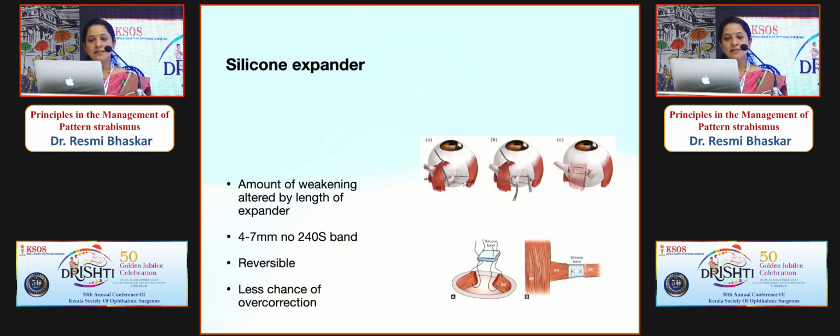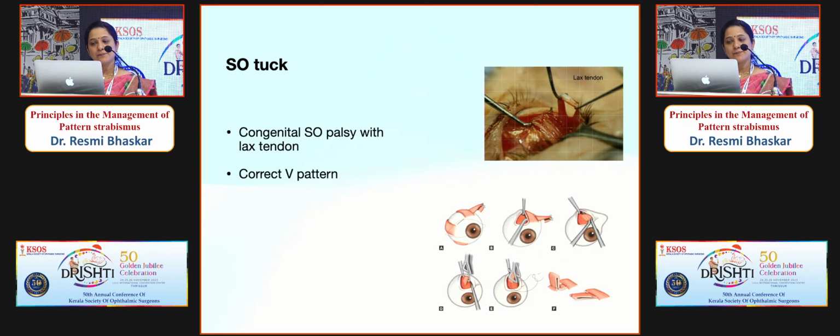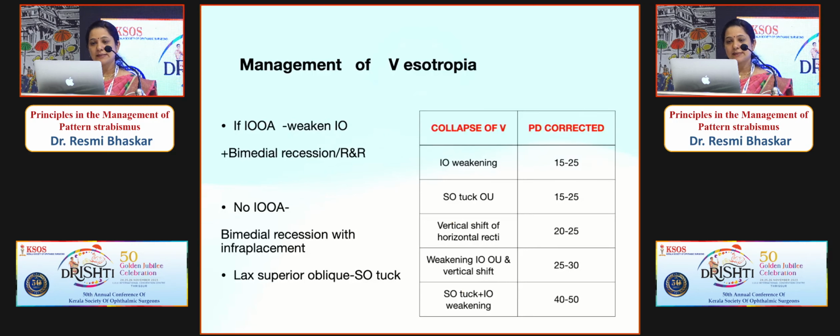Silicone expanders: here also the amount of weakening can be altered by the length of the expander. A 4 to 7 millimeter, 240 band is placed. The advantage is that it is reversible and there is less chance of overcorrection. Superior oblique tuck is done in case of congenital superior oblique palsy with a lax tendon. If you are very sure the tendon is very lax, you can do a superior oblique tuck and it corrects the V pattern because of the lax tendon.